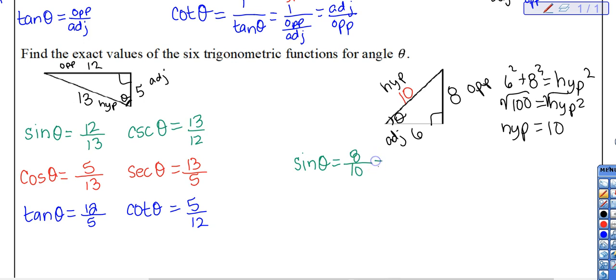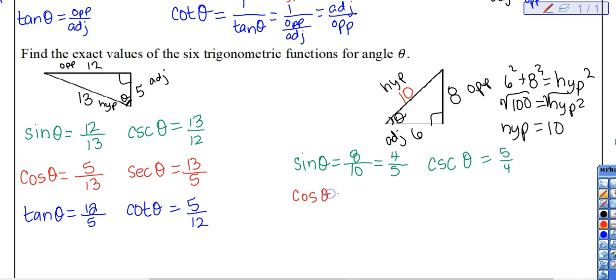True, but I would probably want a little more than that, because I think that can be simplified. 4/5. All right, there we go. I do expect you to simplify all your fractions, all your radicals, everything. And what is its reciprocal function? Cosecant. Cosecant of theta is 5/4. You got it.